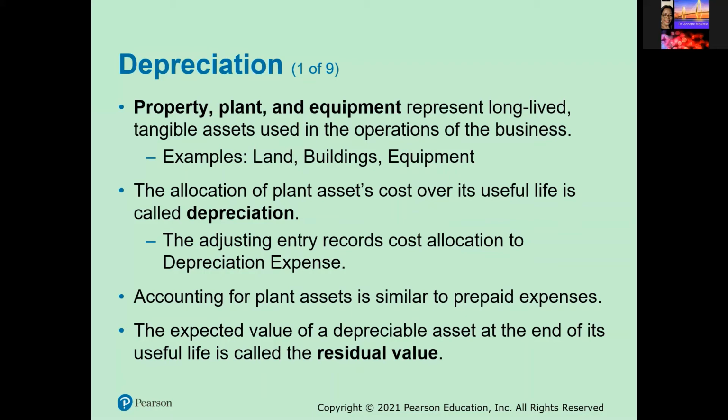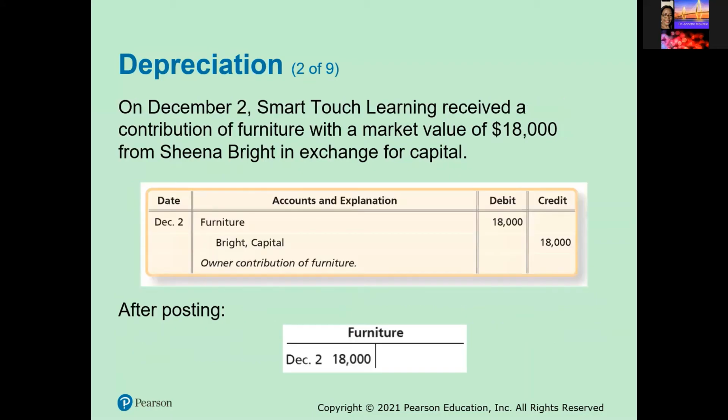Residual value. And here in this example, you remember in Chapter 2, on December 2nd, Smart Touch Learning received a contribution of furniture having a market value of $18,000 from Sheena Bright, who is the owner. Now, the original entry included a debit to the furniture account on the balance sheet and also a credit to Bright capital account.